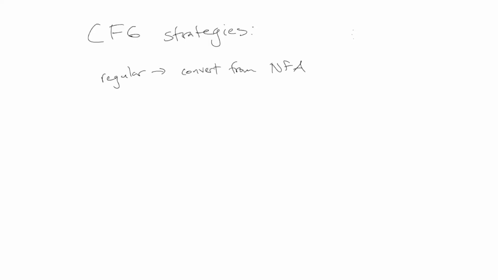The context-free grammar strategies. These are things that we talked about last time. So first is, if it's a regular language, then you convert from NFA. There's a simple procedure that we talked about for changing an NFA into a grammar. So if the language you're aiming for is regular, then you can always make an NFA for it and then change that into a grammar.